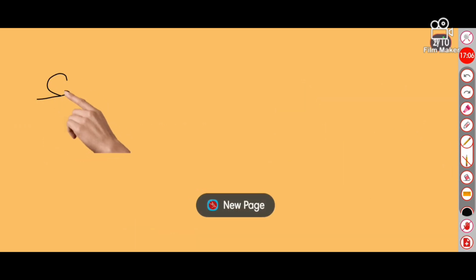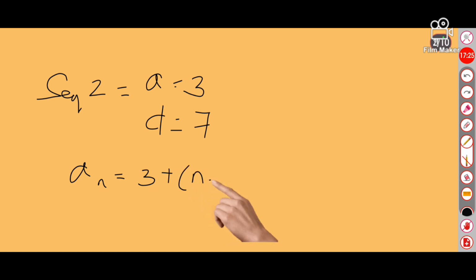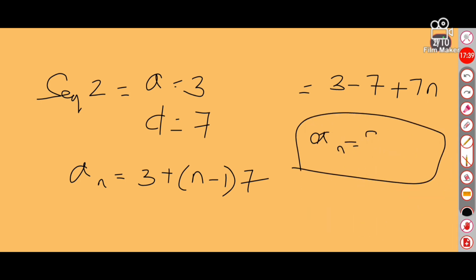Similarly, sequence 2. Kindly have your textbook with you, so it will be very easy for you to understand and follow what I am doing here. The common difference over here is 7 in that sequence, that is 3, 10, 17, and it goes on. Again finding the value of an, a plus n minus 1 into 7, that is equal to 3 minus 7 plus 7n. So an equals 7n minus 4, or minus 4 plus 7n, whatever it may be, nothing wrong in that.